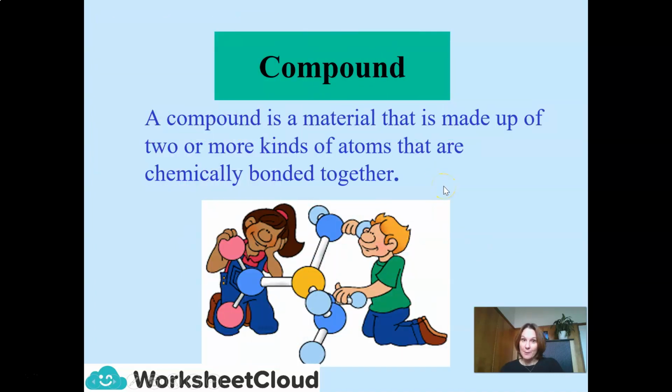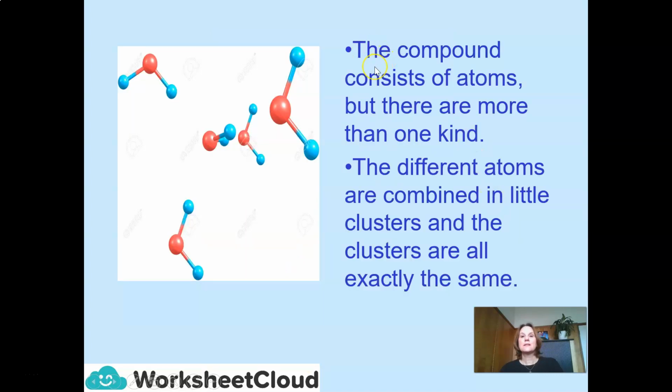Now, let's go back. A compound is a material that is made up of two or more kinds of atoms, and they are chemically bonded together. Is this making sense to you now? I hope so. Okay, so just by going back and repeating, what is an element? Made up of one kind of atom. A compound is made up of two or more kinds of atoms, and these atoms are chemically bonded together.